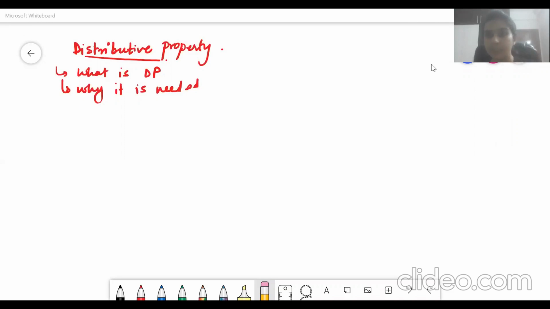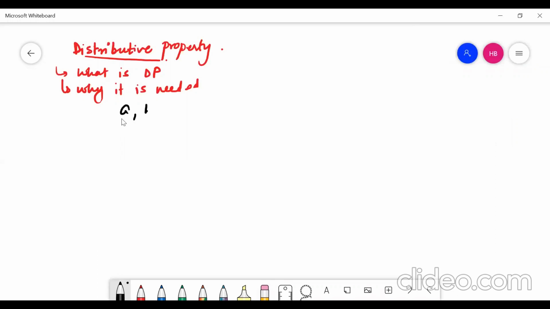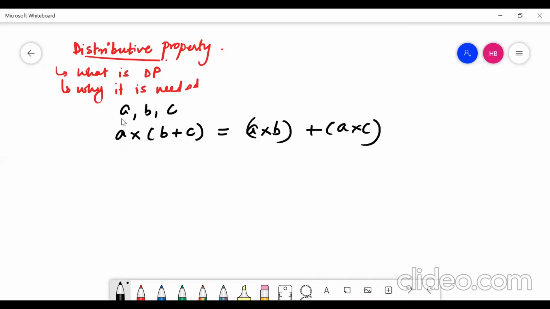Okay, so let's quickly see what a distributive property is. The distributive property says that given three numbers A, B, C, A into B plus C is equal to A into B plus A into C. So it means that A into B plus C will always be equal to A into B plus A into C. Now let's try to prove this for ourselves.